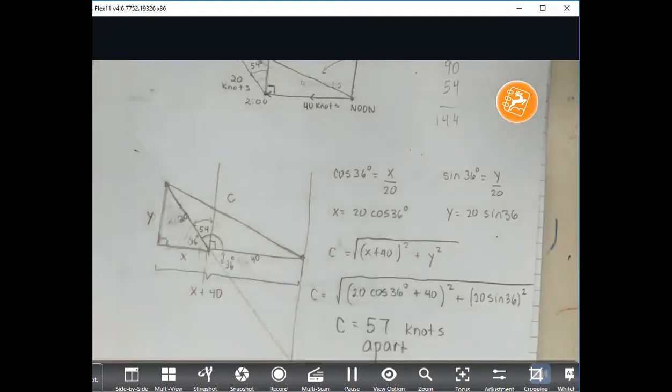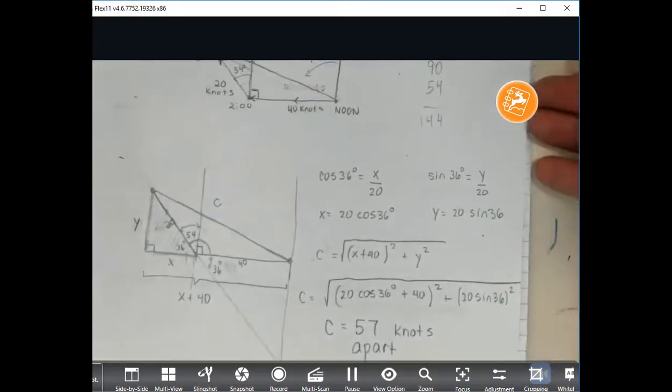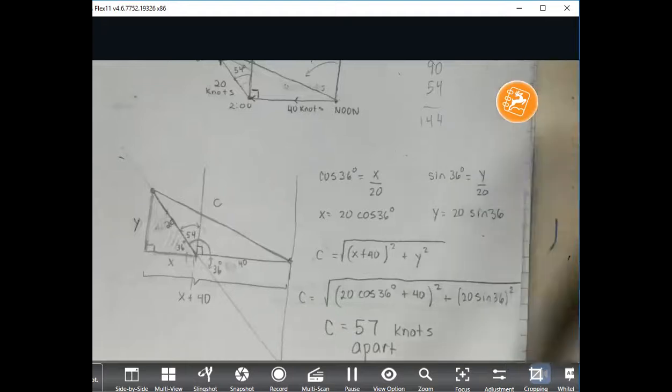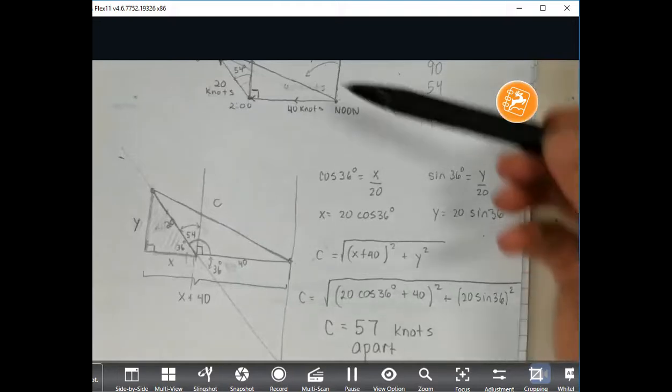The one above that is our test answer, correct? Yes, here's your test answer. Okay, are you good with the distance between the two ships? Okay, so the next question is to find this bearing right here.